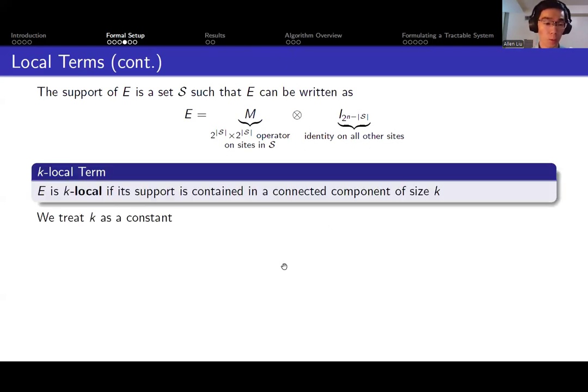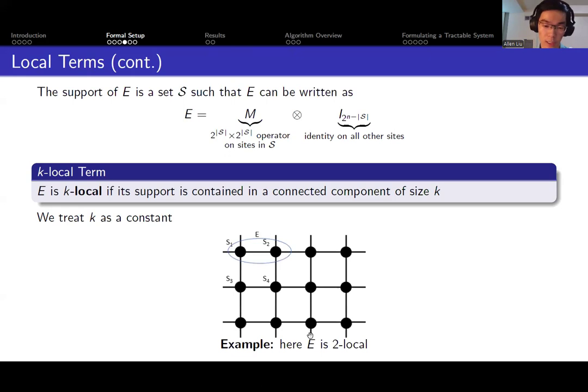And so we say that a term is k-local if its support is contained in a connected component of size k in the underlying graph. Throughout this talk, we'll treat the locality k as a constant. So for instance, in this example here, this operator E acting non-trivially only on S1 and S2 would be a 2-local operator.